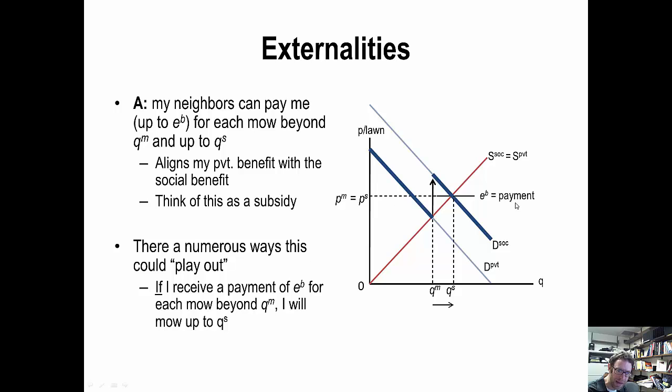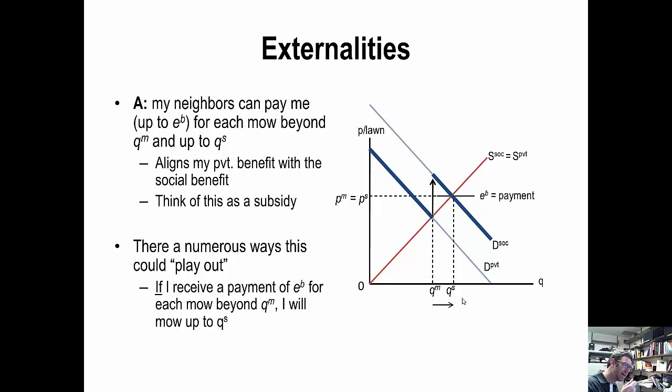And if they pay me a payment equal to the external benefit that they receive, it's going to align my private demand curve with the social demand curve. Now, if I choose to mow my yard up to the point where my private benefit equals my private cost, it's going to happen to be the point where the new, zigzaggy demand curve intersects my private supply curve, which is right here at QS. I'm rewarded for producing this positive externality, and that reward can be interpreted as an internalization of the external benefit that I produce.